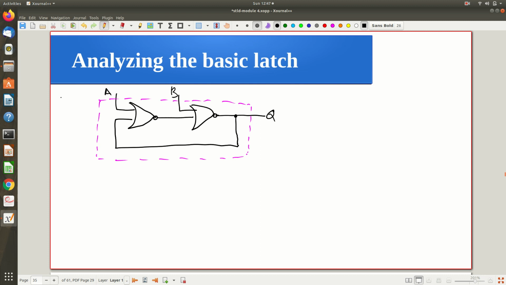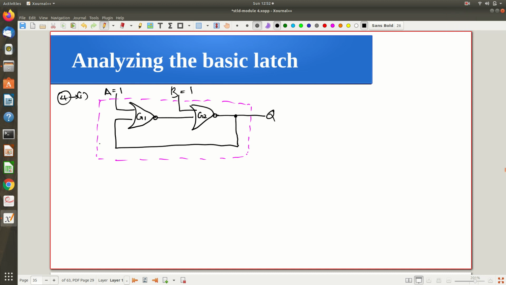Now, what is the last case? The fourth case is when the inputs are A equal to 1 and B equal to 1, and let's see what is going to happen. It's somewhat tricky actually. This is my NOR gate 1, and this is my gate 2, right? So it's somewhat tricky. There will be different cases. Let's see it now.